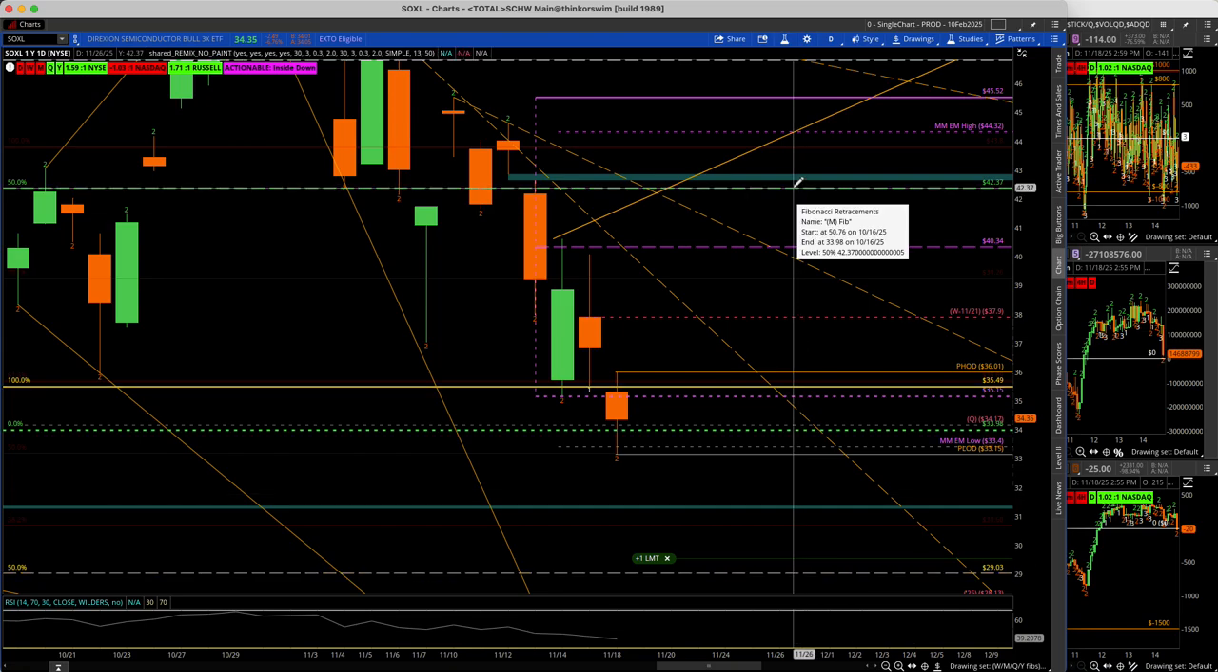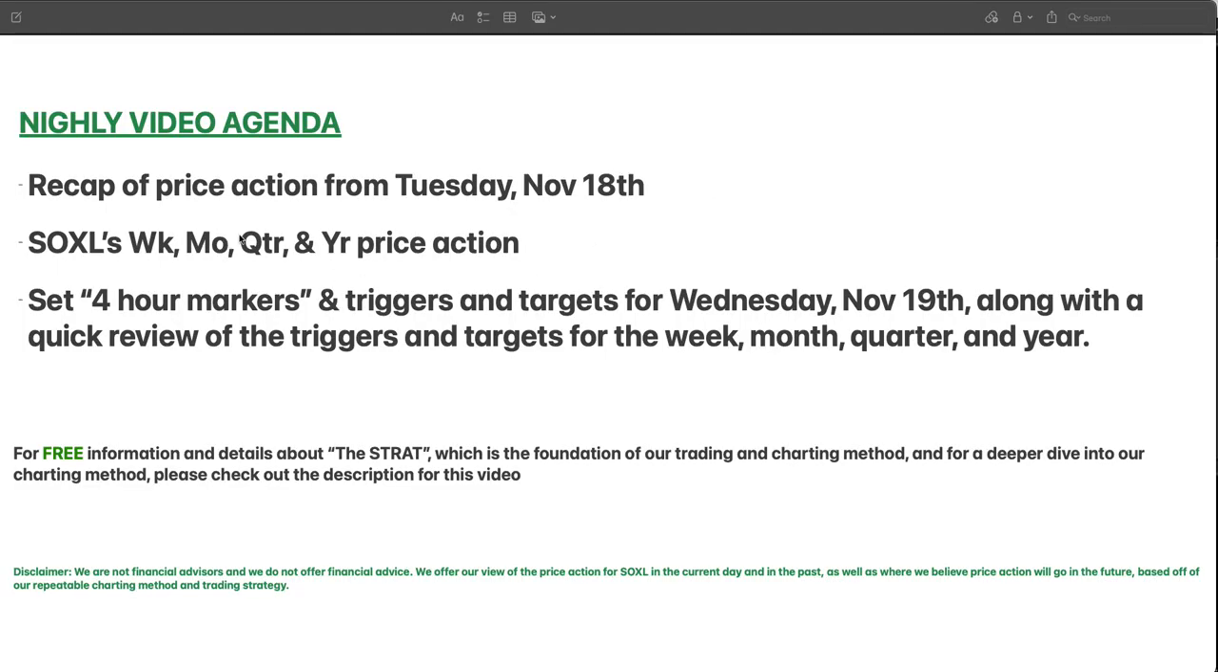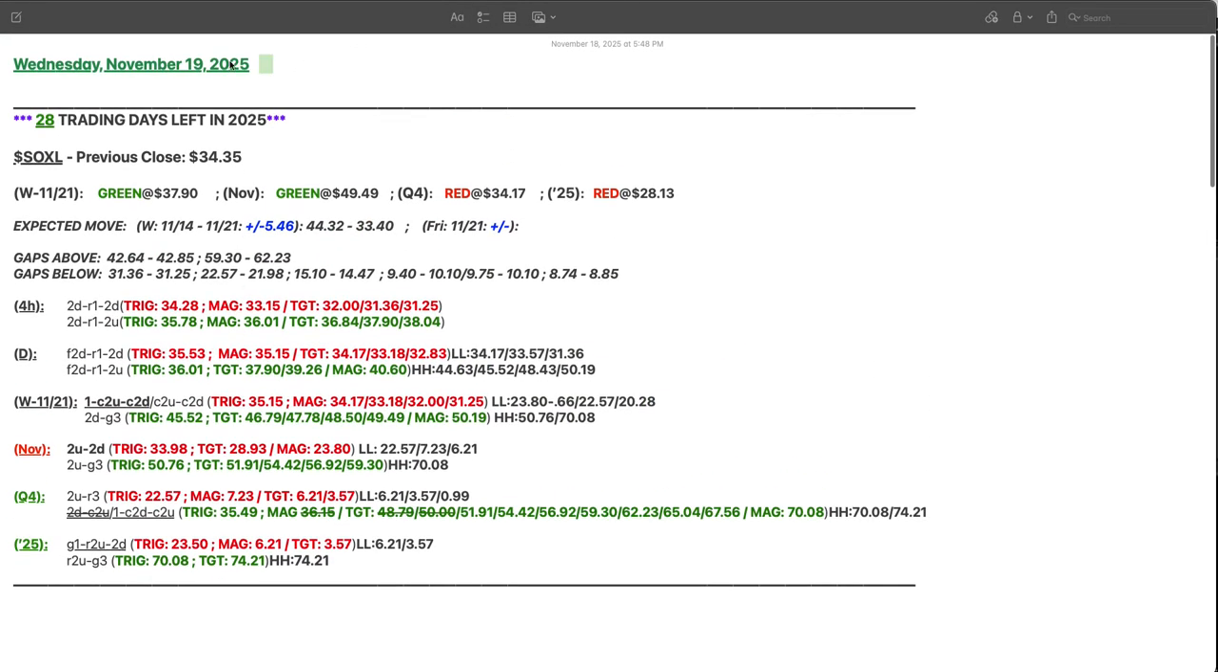All right. So let's go over here to our notes and just look at the hard numbers, right? For Wednesday, November 19th, there will be 28 trading days left in 2025, and the close on Tuesday, November 18th was 34.35. We know we've got to get to 37.90 to flip the week green. We've got to get to 49.49 to flip the month green. We don't have far to go to flip the quarter red, right? We're basically there. So if we go below that 34.17, the quarter flips red. And if we get down to that 28.13 level, now we've got the year red.